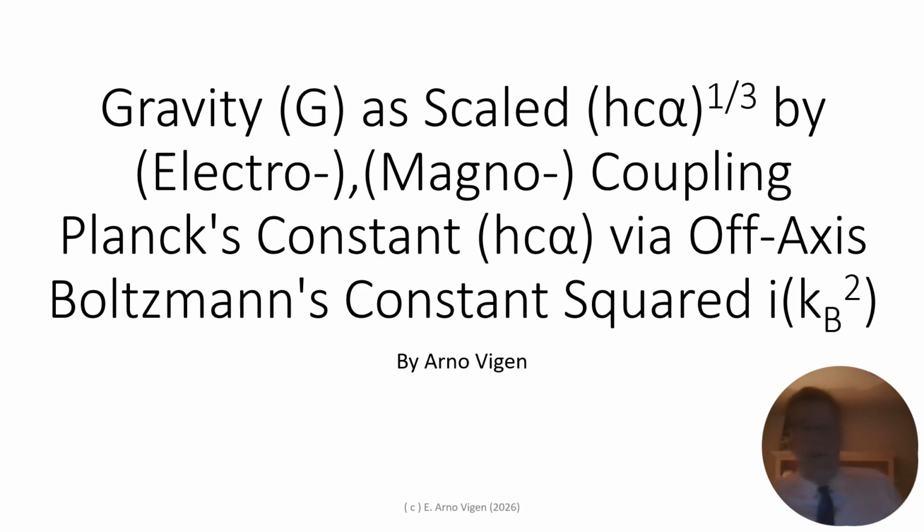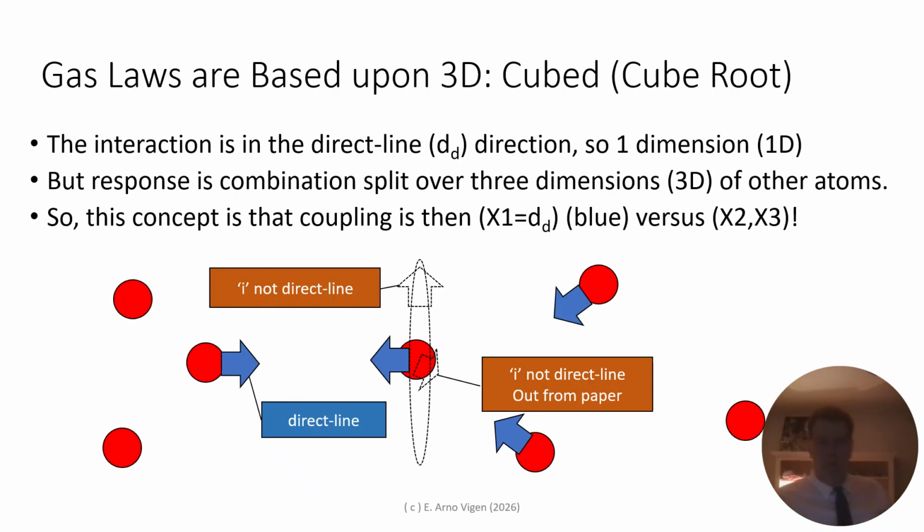Hi, I'm Arno Vigen. This is about gravity being scaled Planck's constant to the cube root as electromagnetic coupling, so that off-axis is Boltzmann constant squared. The gas laws are really about 3D, so everything is in 3 dimensions, but the interaction, the blue arrows here, is between two in the direct line.